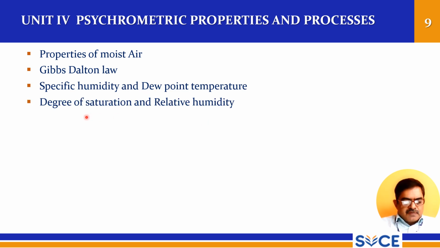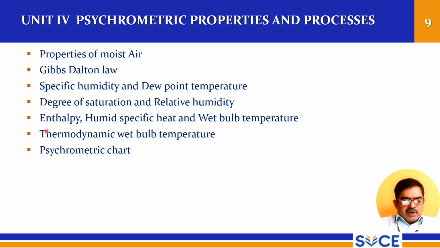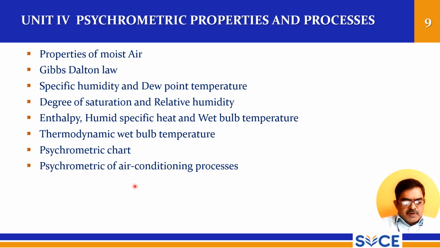and then we have degree of saturation and relative humidity, enthalpy, humid specific heat and wet bulb temperature, thermodynamic wet bulb temperature, and psychrometric chart. This is a very important topic, how to refer to a psychrometric chart. There are so many copies available in our library. You can please collect them and borrow one chart, and it will be very useful for solving the problems in this unit. And then we have psychrometric air conditioning processes.